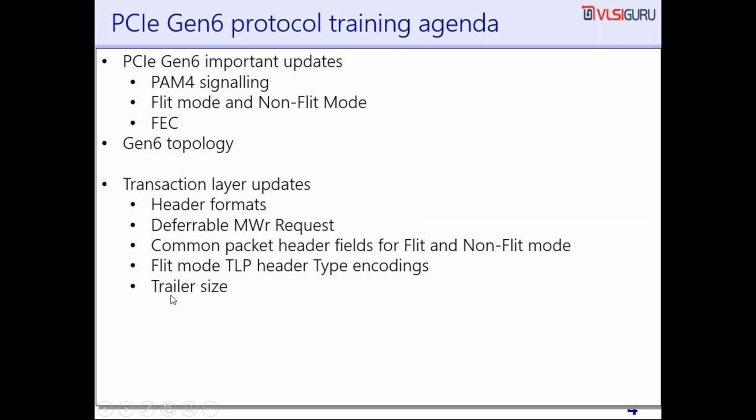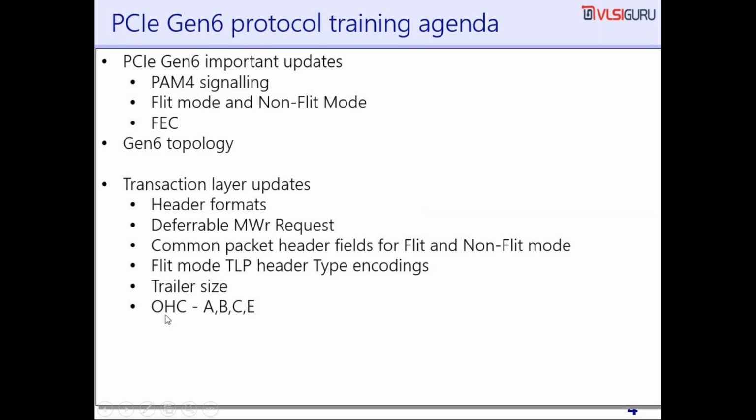Generally, whatever we call as digest or ECRC till Gen 5, that is being called as a trailer. Till Gen 5, we had a provision only for one double word ECRC. Now it comes with a provision of multiple double words. So we'll be talking about that.